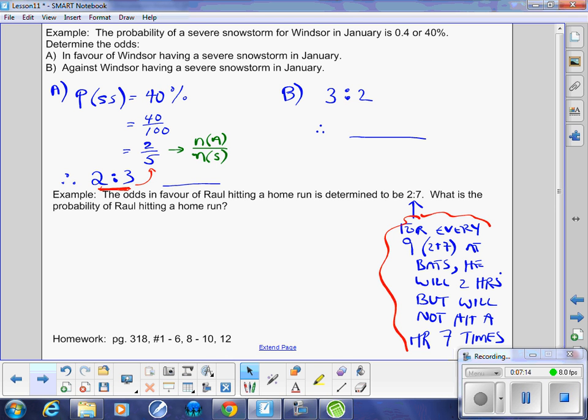So what is the probability of Raul hitting a home run? Well, the probability of a home run would equal the number of ways you can be successful over the total number of outcomes. So he can be successful 2 ways. The N of S is a total of 9 at-bats. So the probability that he hits a home run is 2/9. Okay? So we're just converting one form to the other.